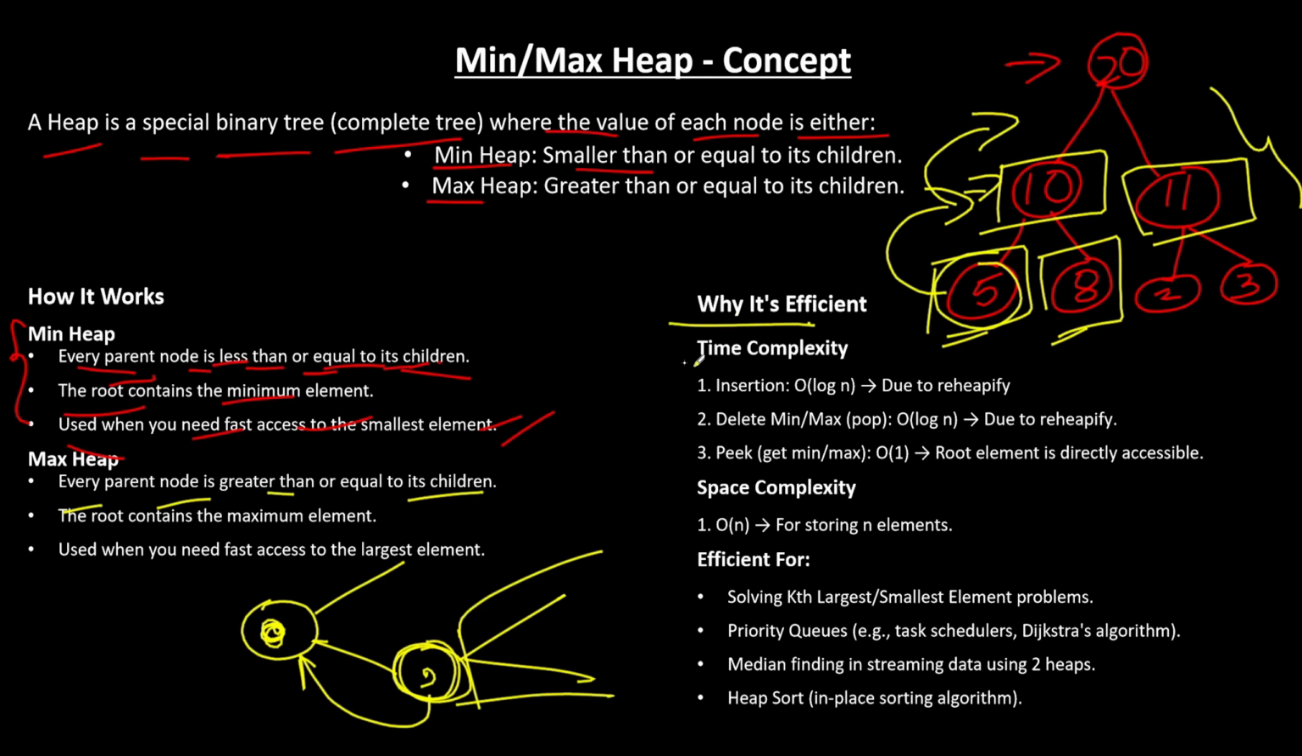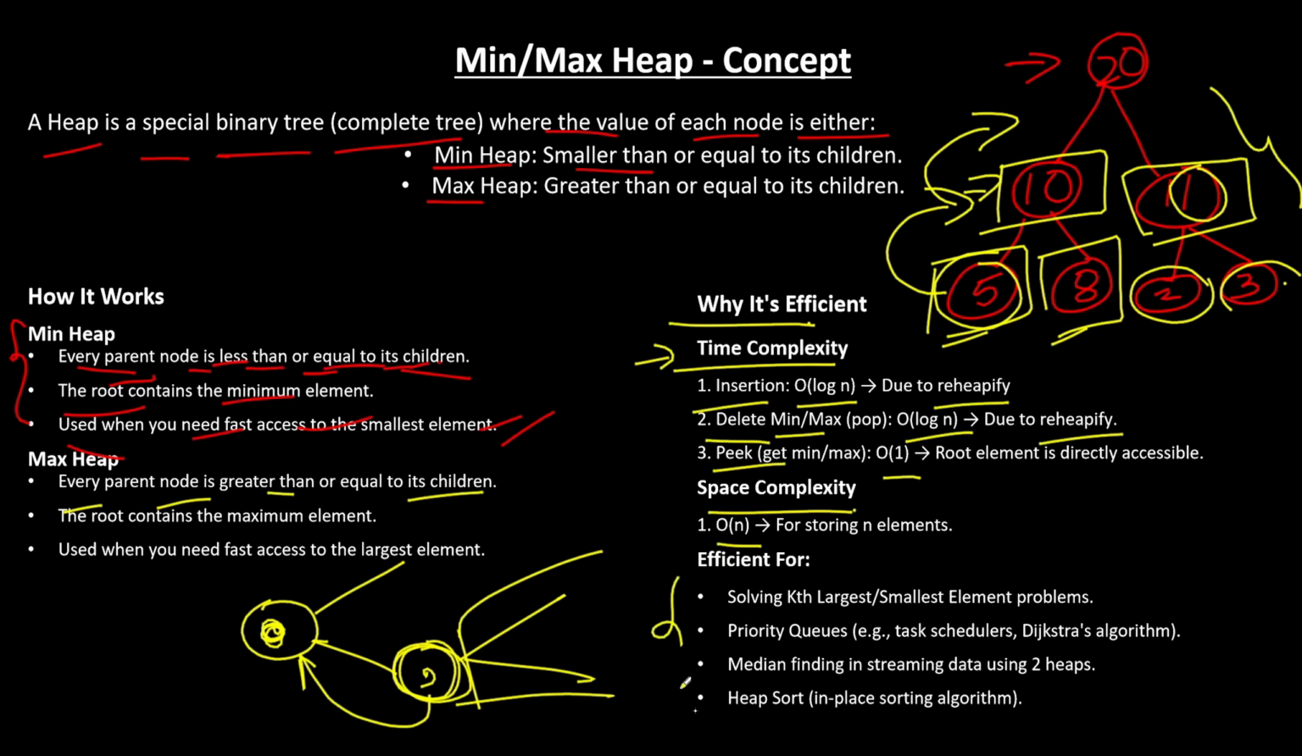Now, why is it efficient? According to the time complexity, insertion takes log n time, deletion of the minimum or maximum takes log n time, and picking the element takes O(1) time. Now, here I've mentioned reheapify. Reheapify is the concept of how heapify works in a tree. Whenever you delete a node, we have to reorganize the complete tree, like how to delete a node in the middle, or how to delete a node at the end. This is what heapify does. This is a different concept to learn about, and I will create a different video for it. The space complexity comes out to be O(n) if we store the elements, otherwise O(1).